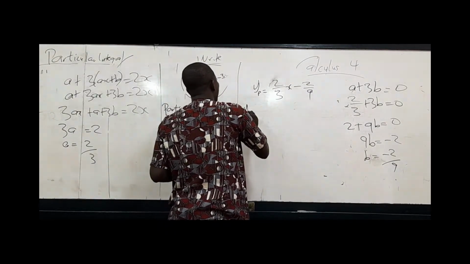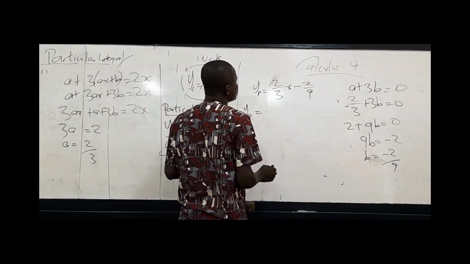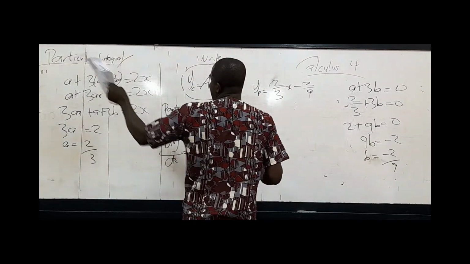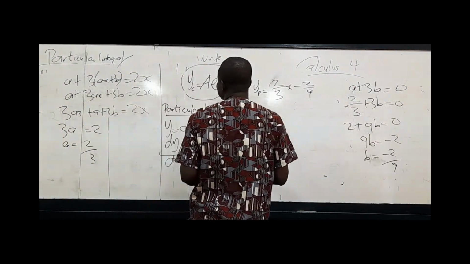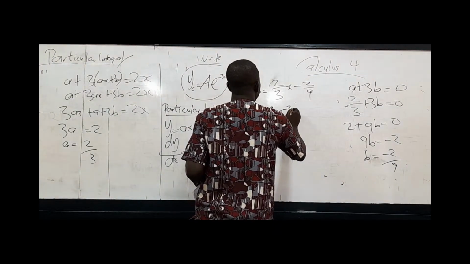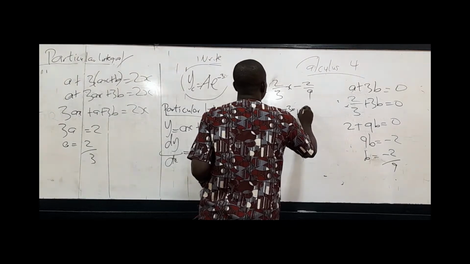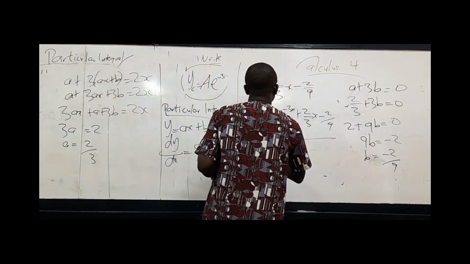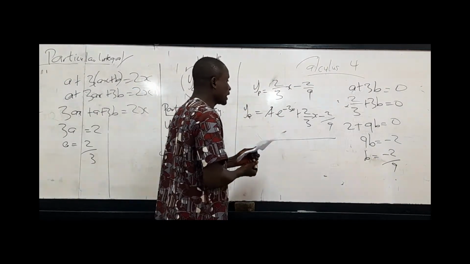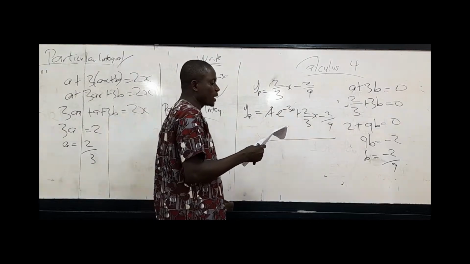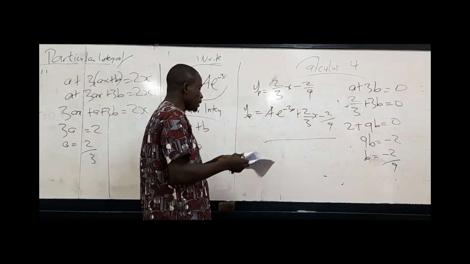Therefore, y general, or general equation, is going to be our complementary function, which is a e to the negative 3x, plus 2/3x minus 2/9. That's what I got. I calculated, and let me confirm from my paper. So that is what is actually transpiring here.